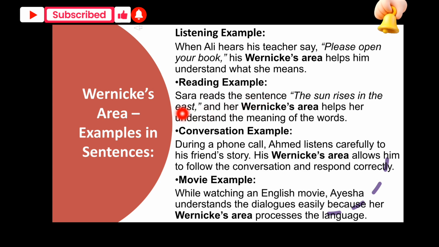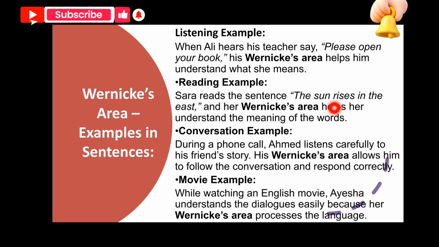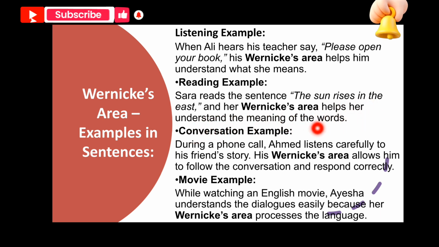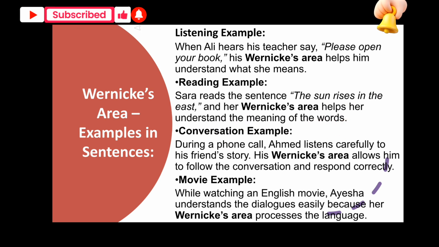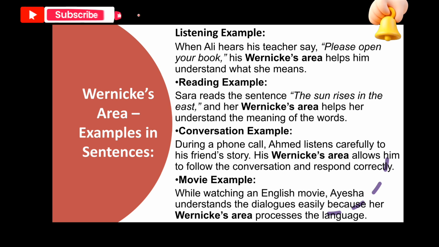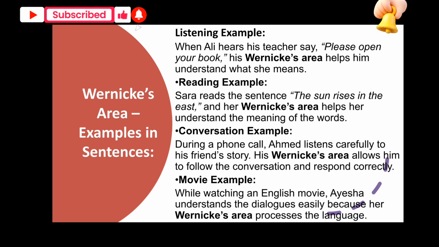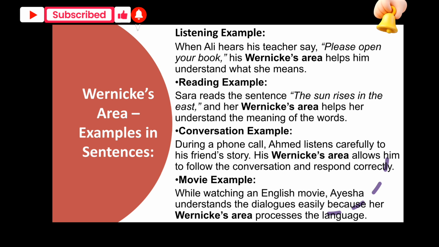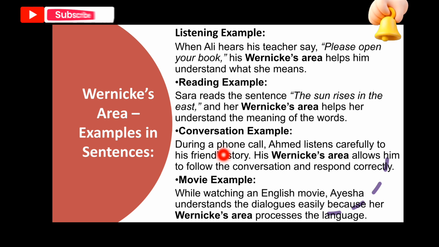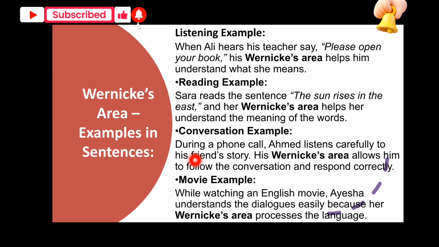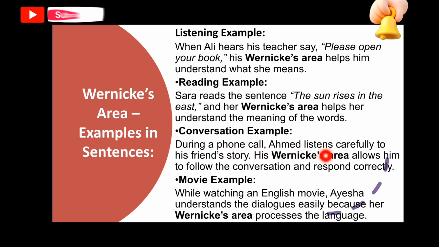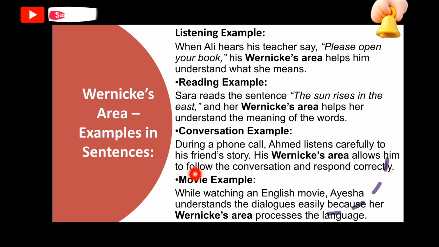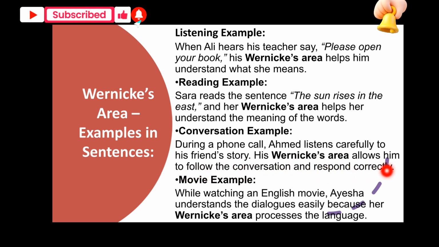Reading example. Sarah reads the sentence "the sun rises in the east," and her Wernicke's area helps her understand the meaning of the words. Again, this is understanding and comprehension. If you read or hear something and you comprehend, your Wernicke's area functions properly. If you can't, it doesn't function properly. Conversation example. During a phone call, Ahmad listens carefully to his friend's story. His Wernicke's area allows him to follow the conversation and respond correctly.